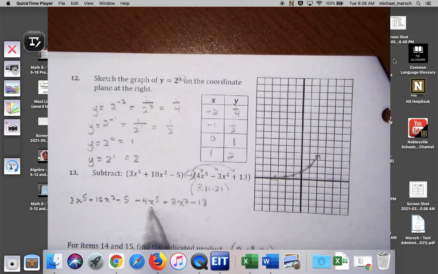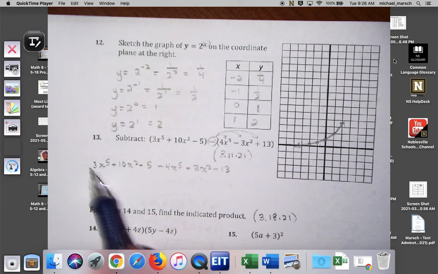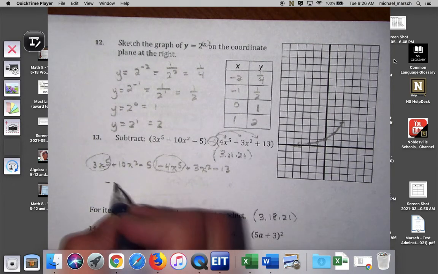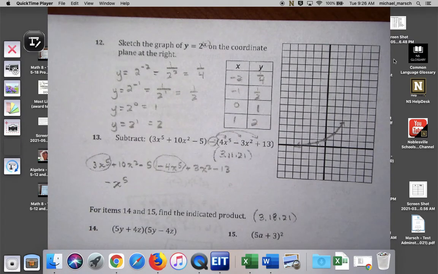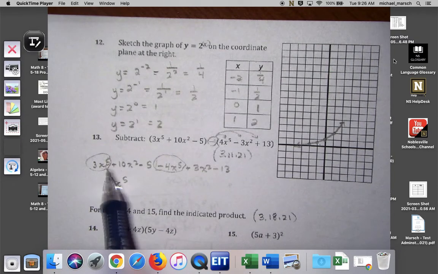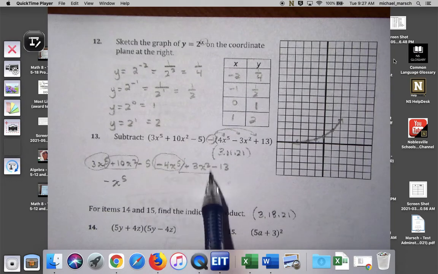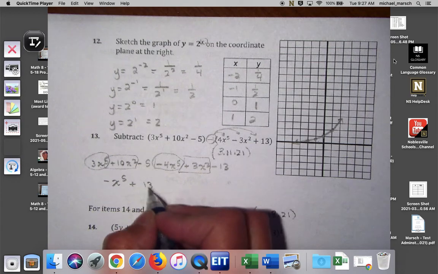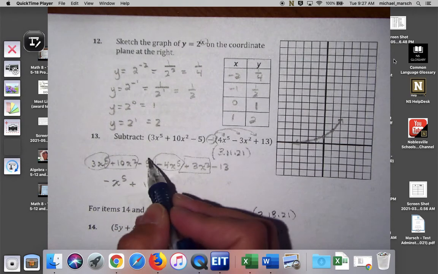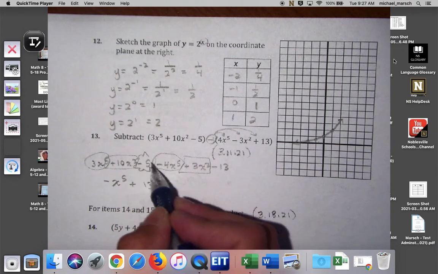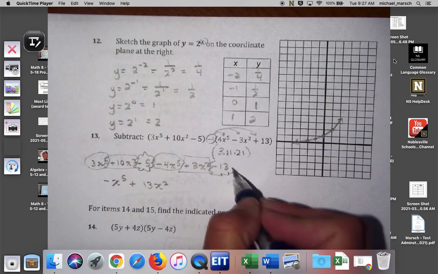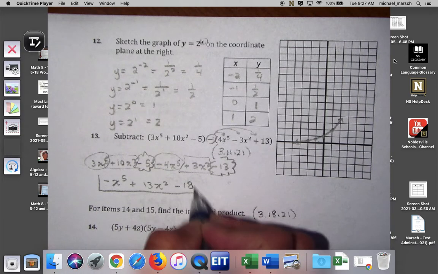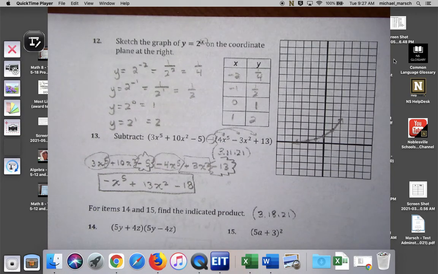Now I combine my like terms. I can combine 3x to the fifth and negative 4x to the fifth, and I'm going to get negative x to the fifth. Positive 10x squared plus 3x squared is going to give me 13x squared. And then I have negative 5 and negative 13, and that's going to give me negative 18. So here's my answer after subtracting those.